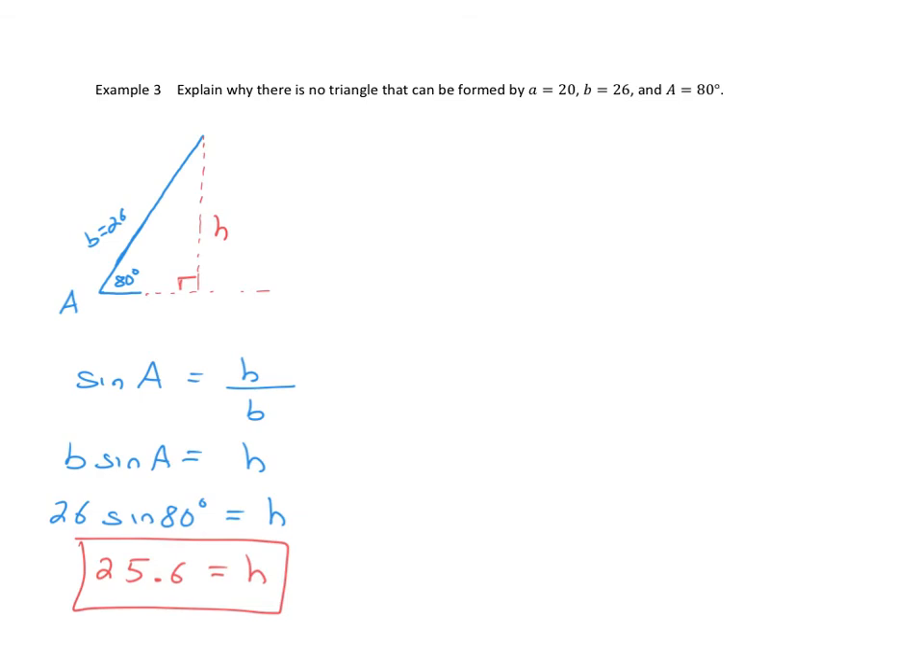And here's the problem. If you draw in A, it is only 20. And that means there's no way it can reach side C, no matter what angle we approach this top from. It'll never go lower than this distance here. So said another way, because A is less than h, there is no triangle. There is nothing left to do. There's nothing to solve for.